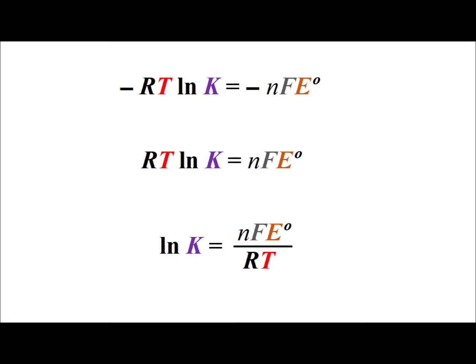Next, we multiply each side by -1, which gets rid of our leading minus signs. And then we divide each side by RT to get an expression for the natural log of K in terms of the standard reduction potential, E naught.